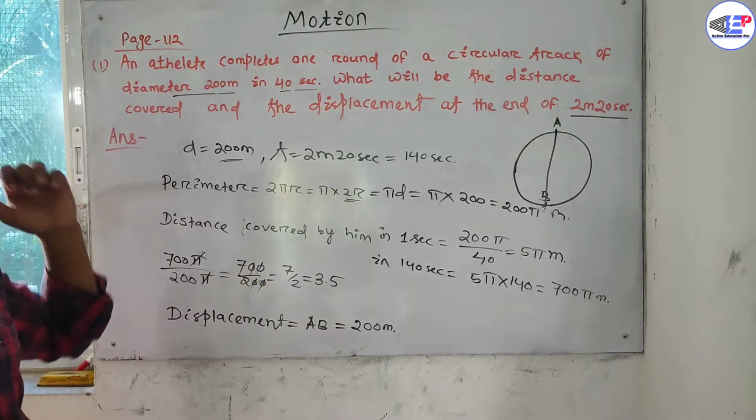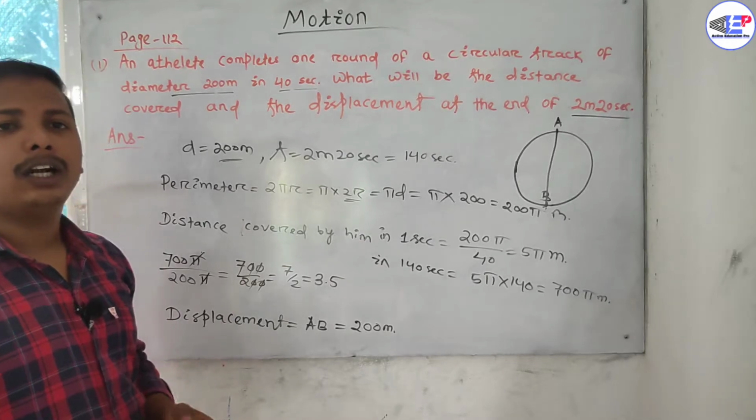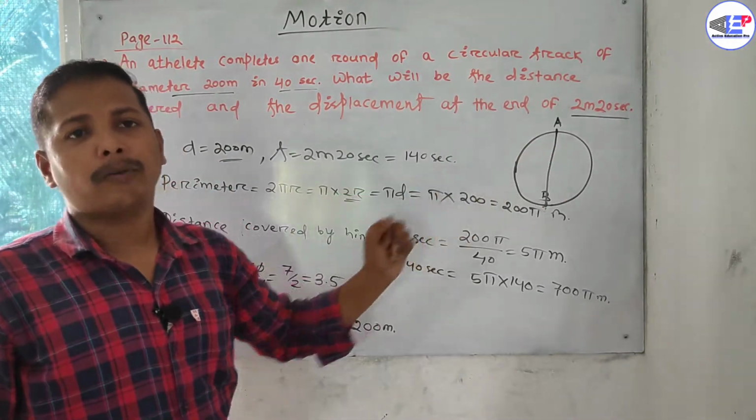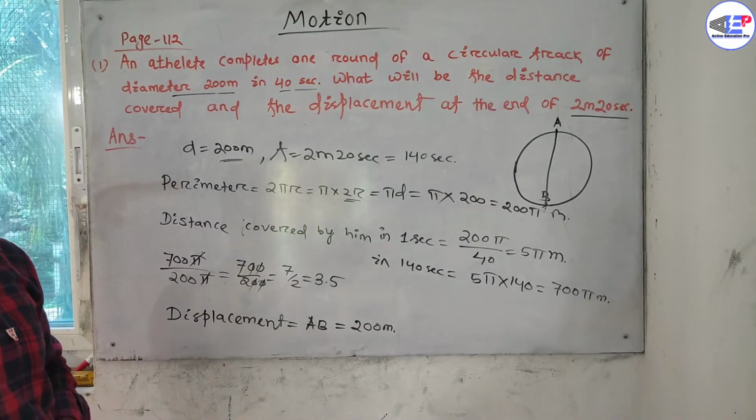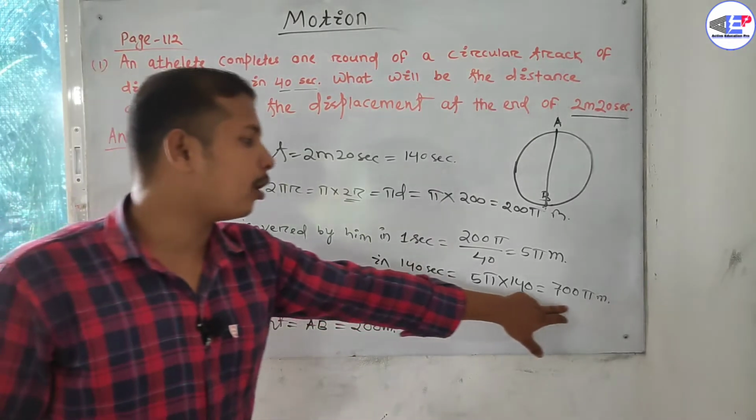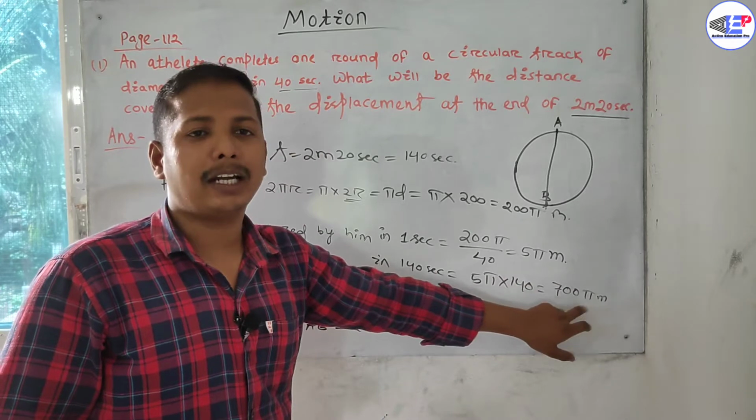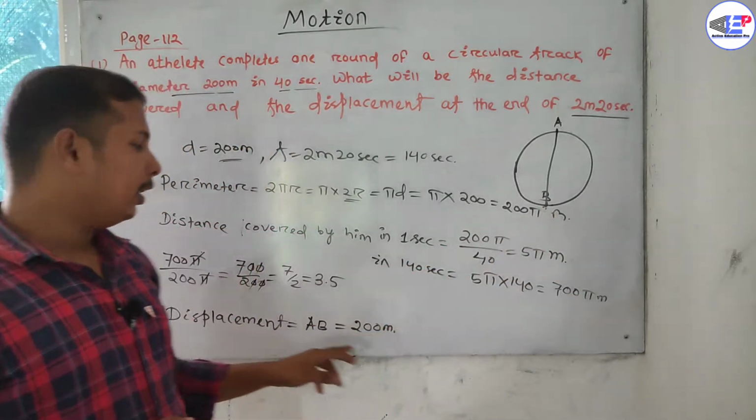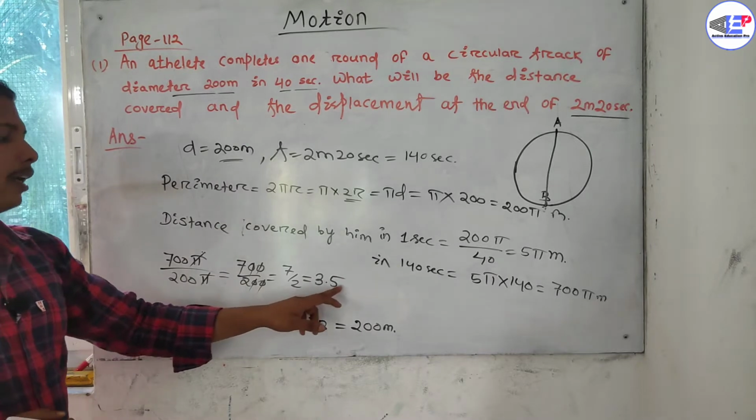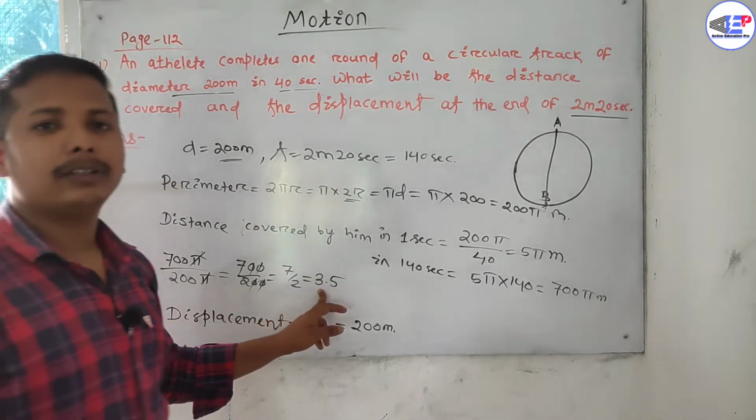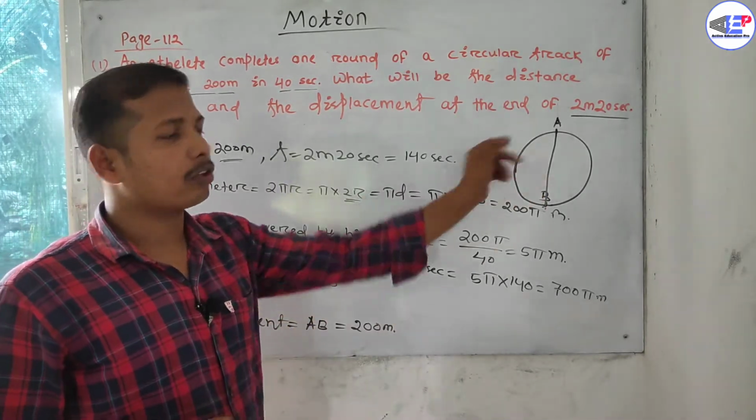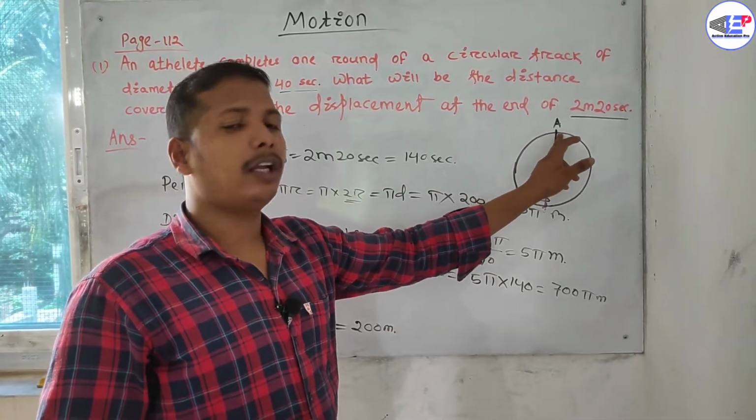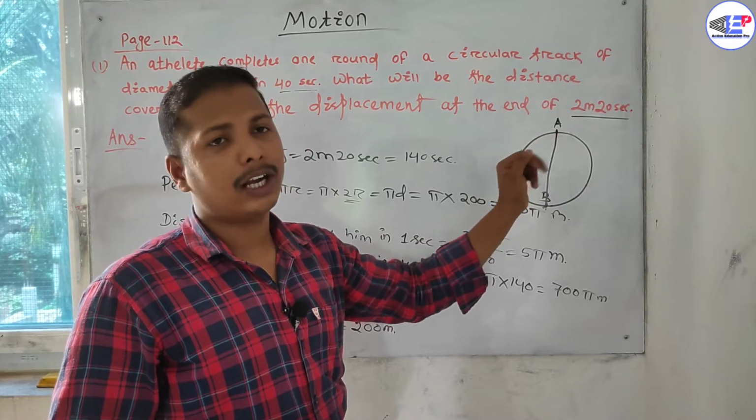For finding the final position, we have to calculate how many rounds the athlete covers in the circular track. For finding out how many circles, we divide the total distance covered by the athlete by the perimeter of the circular track. Here it gives that the athlete covers 3.5 circles around the circular track. That means from position A, it goes 3 complete circles and a half circle.